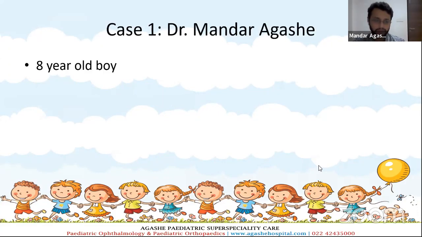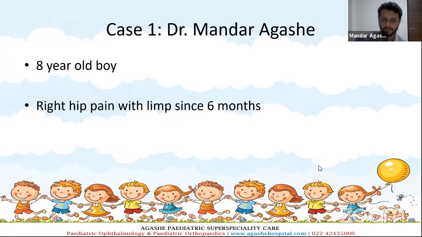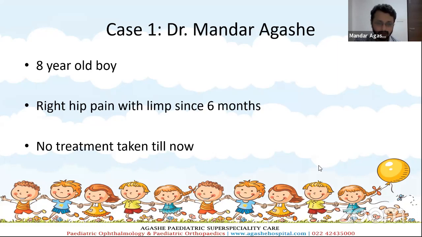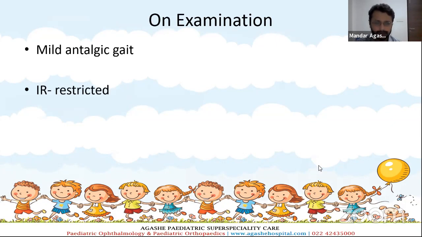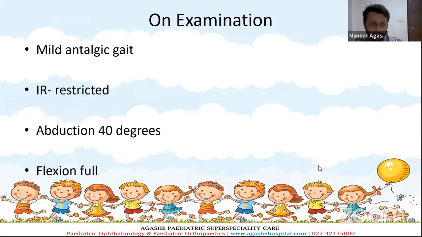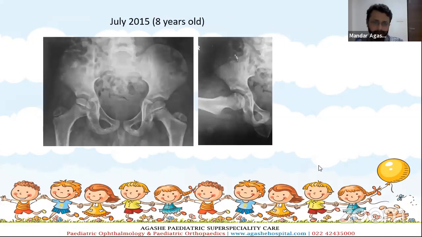Yep. All right. So this is the first case. We have an 8-year-old boy with right hip pain and limp for 6 months, who has not taken any treatment, and has a mild antalgic gait, not much pain. His internal rotation is terminally restricted. His abduction is good, about 40 degrees, and flexion is full. He is a young, playful child, and these are his X-rays. This is July 2015, when he was about 8.5 years old.